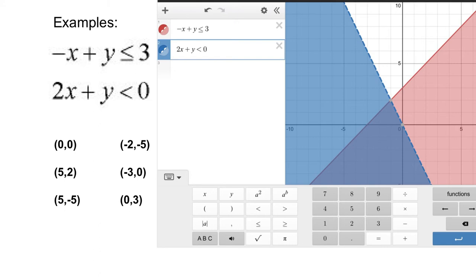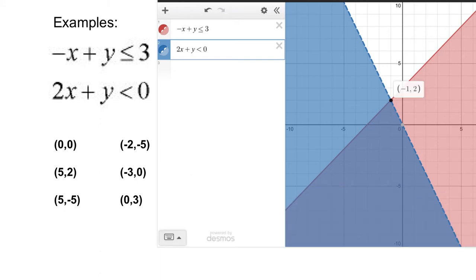In addition to that, anything that falls on this solid line that is the boundary for this area would also be considered a part of the solution. Things that fall on this dotted line as a boundary are not. So anything here would be a yes, anything here would be a no. Points up here on the solid line are also a no, because they only work for the red, they don't work for the blue.